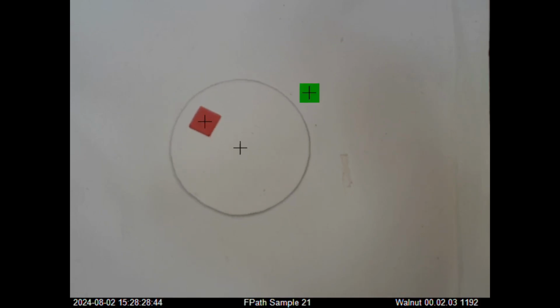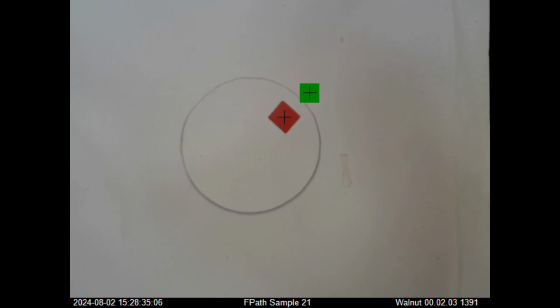Here we can see we have a red square on a rotating platform. There is no green square in evidence, so things are not moving. We turn on the green square and we can see that the red square moves as close as it possibly can get to the green square.